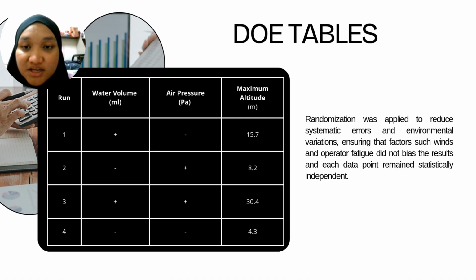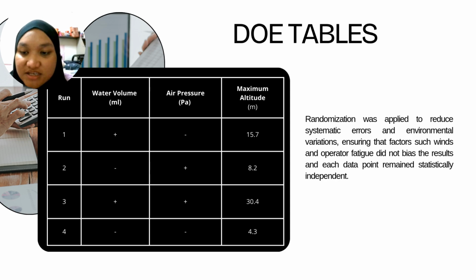For this experiment, we use a full 2 power of 2 factorial design to analyze the factors that we have, which are water volume and air pressure. So 2 power of 2 is equal to 4, so we need to run four tests for this experiment.